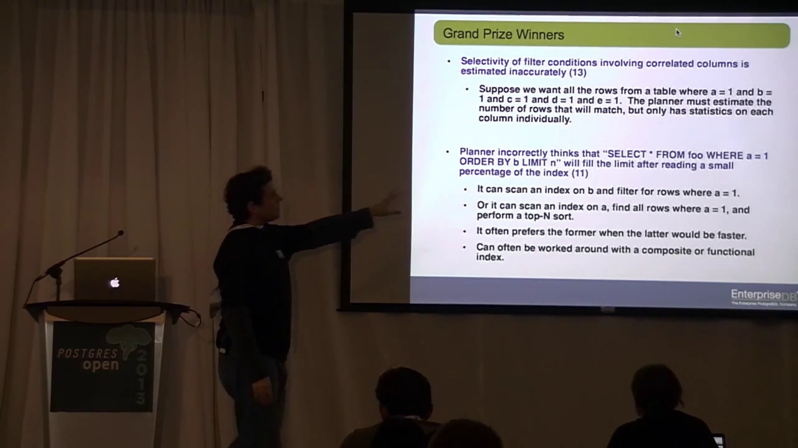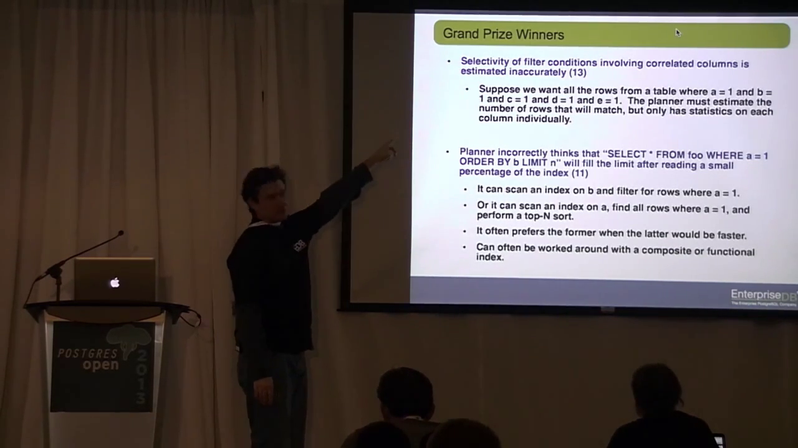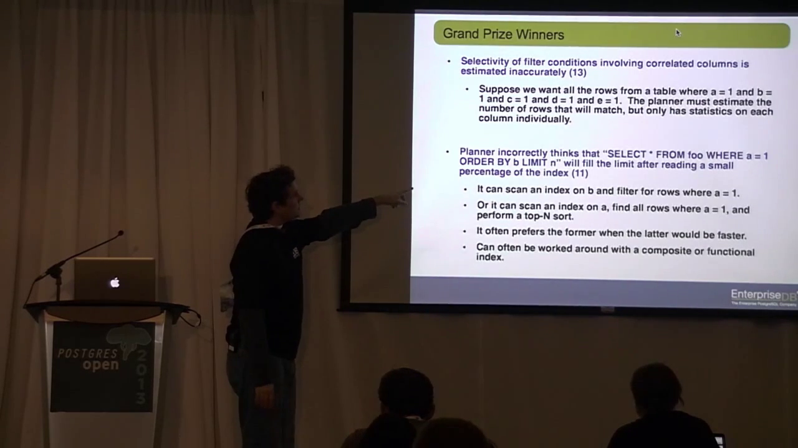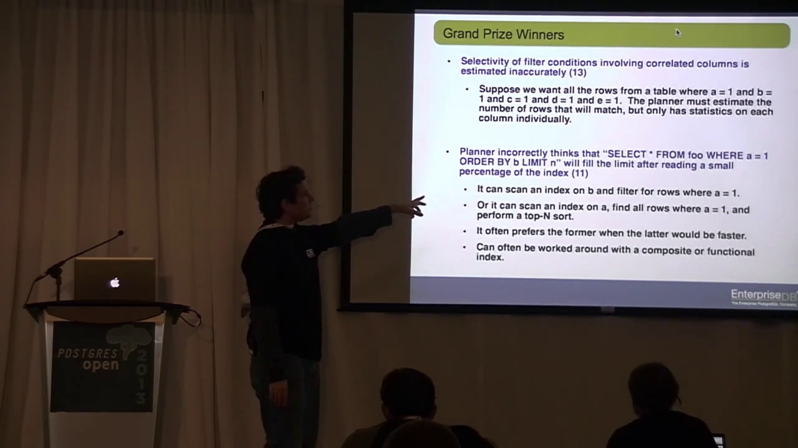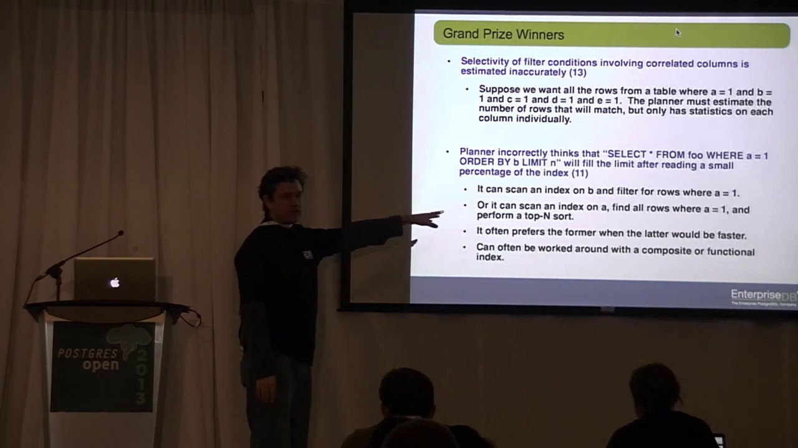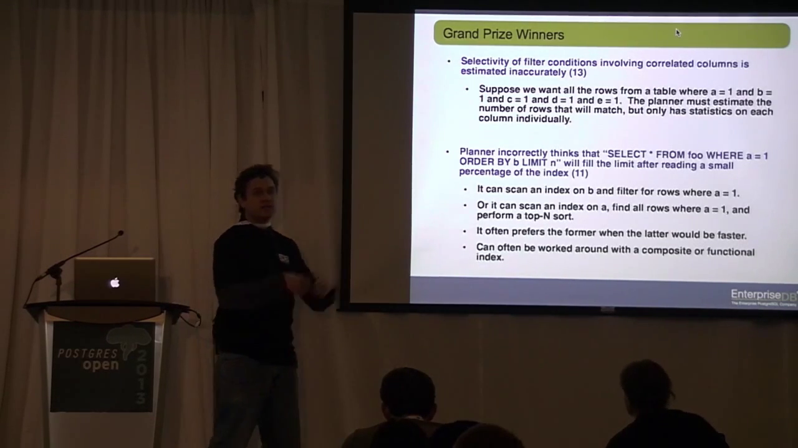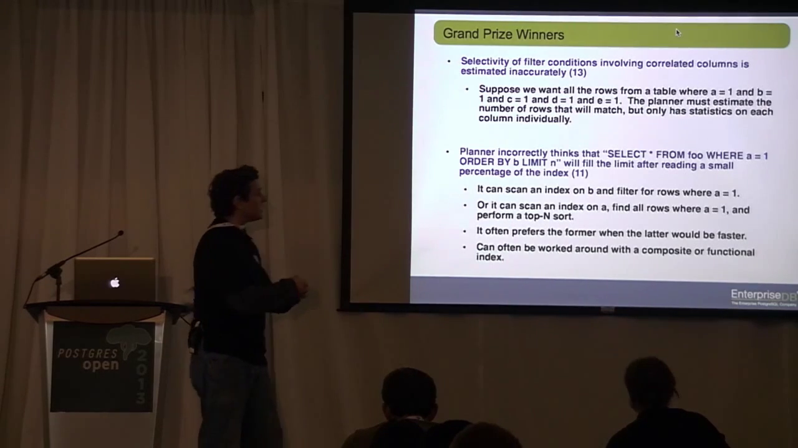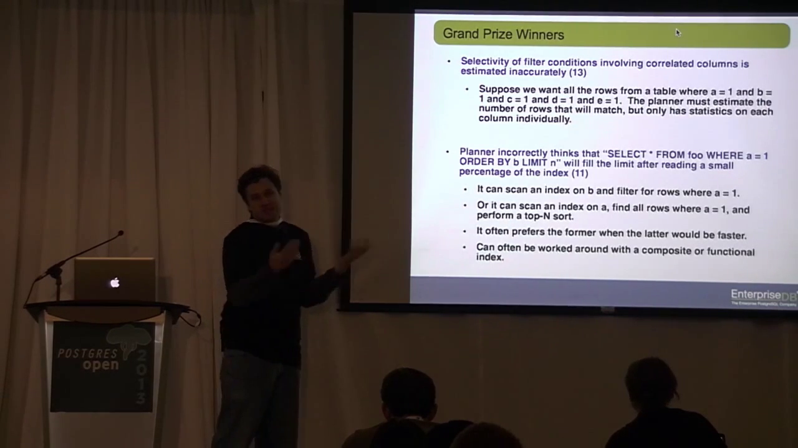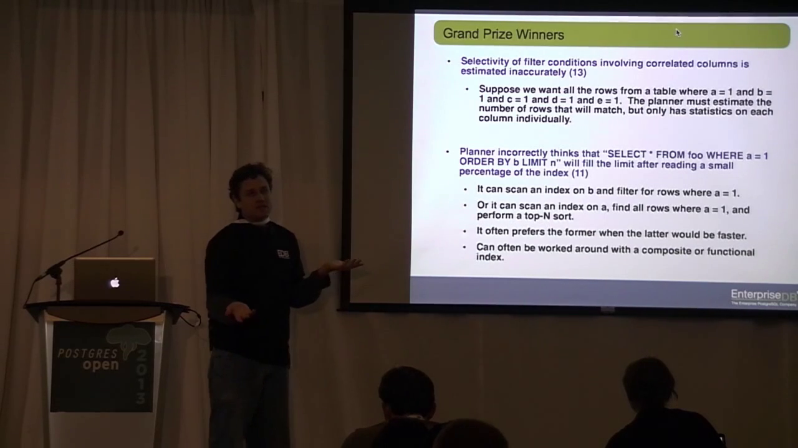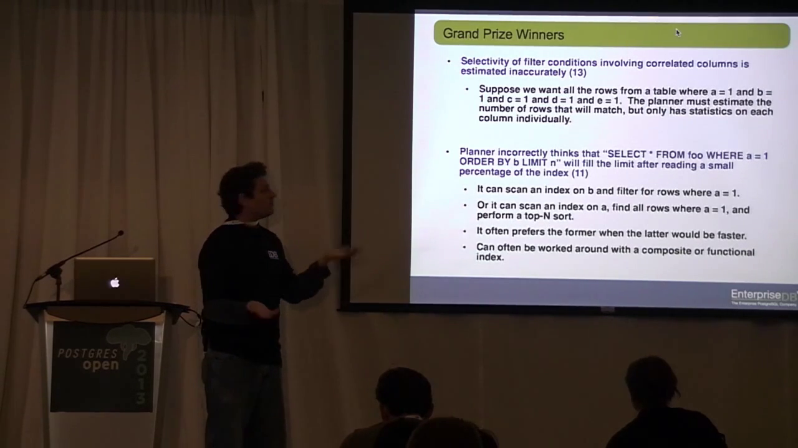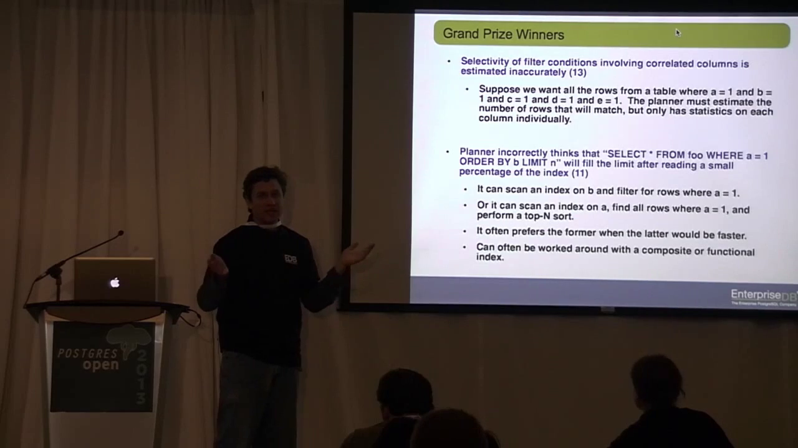But the thing where it falls down is actually very similar to the first problem. It assumes that if it scans the index on B, the rows where A equals 1 are going to be uniformly distributed. So if half of the rows have A equals 1 and you need 10 rows, you assume that if you scan 20 rows from the index, about 10 of those will have A equals 1 and you'll be all set.